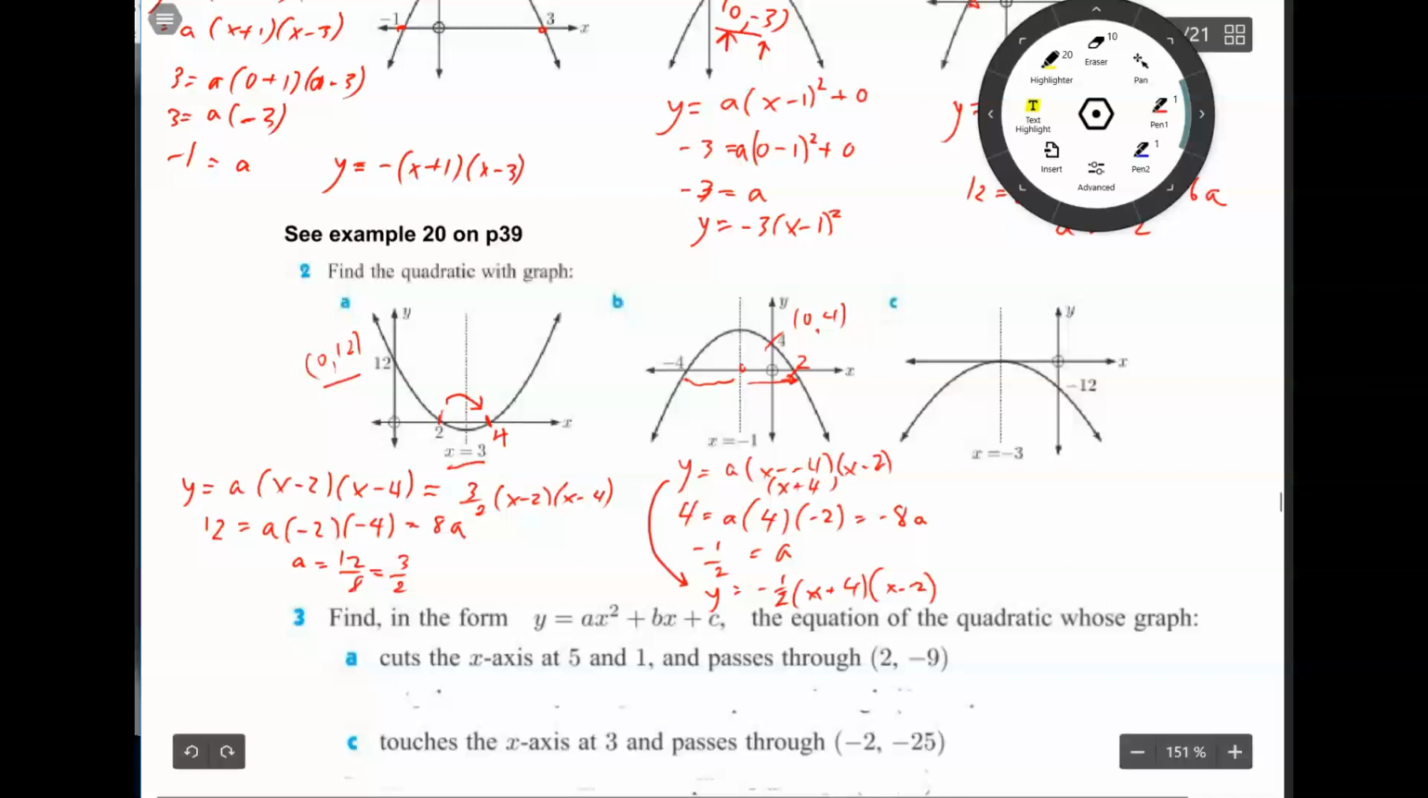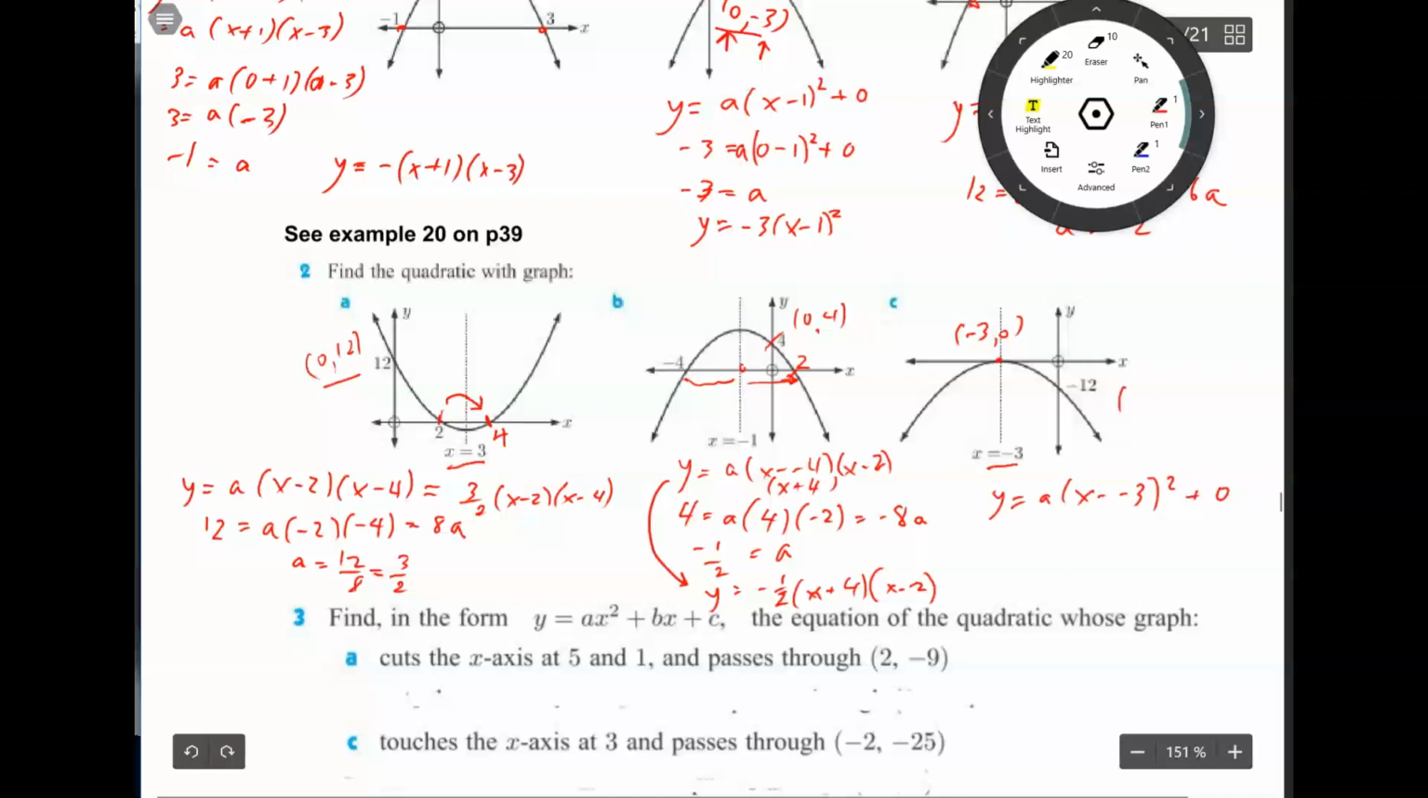What about C? So for C, I have an axis of symmetry at x equals negative 3. And oh, look at that. They didn't tell us what the vertex is, but they showed that it just touches the x-axis. So that means the vertex must be negative 3, 0. So actually we can use vertex form, right? So we'll have y equals a times x minus negative 3 squared plus 0.